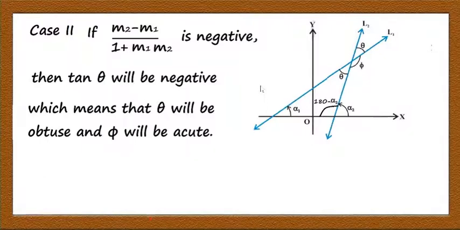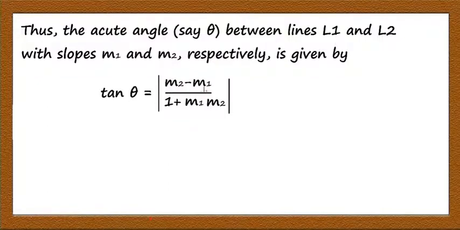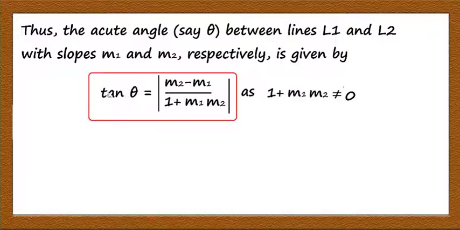And in particular, to find the acute angle between the two lines, if theta is the acute angle between the lines L1 and L2 with the slopes m1 and m2 respectively, then tan theta is equal to modulus of m2 minus m1 divided by 1 plus m1 m2. If you take the modulus, it will be positive, and tan theta is positive. That means you will get the acute angle between the two lines. Remember this result, tan theta is equal to modulus of m2 minus m1 divided by 1 plus m1 m2, when 1 plus m1 m2 is not equal to 0.